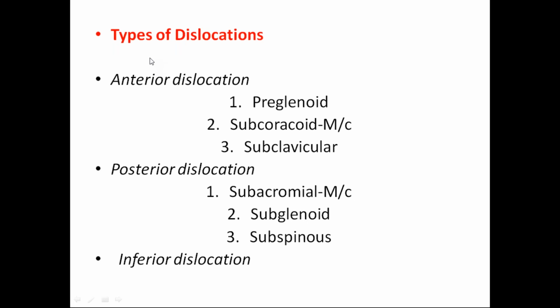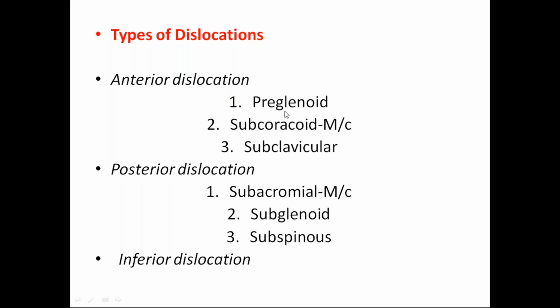Coming to the types of shoulder dislocations. So mainly three types. One is anterior dislocation, second one is posterior dislocation, and third is inferior dislocation. In anterior dislocation, the humerus head lies anterior to the glenoid cavity. Again, it is divided into three subtypes, in which the most common type of anterior dislocation is subcoracoid. 90% of the anterior dislocations are subcoracoid type. In this, the humerus head lies anterior to the glenoid cavity and below the coracoid process of the scapula.